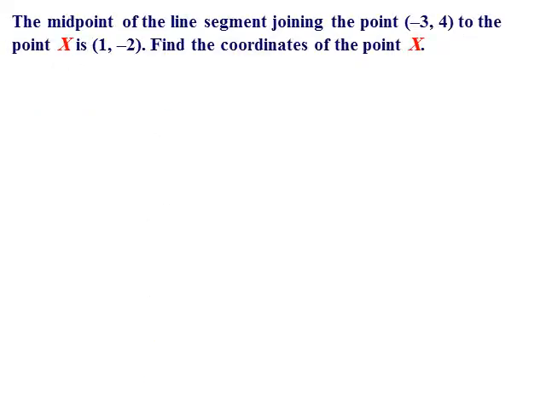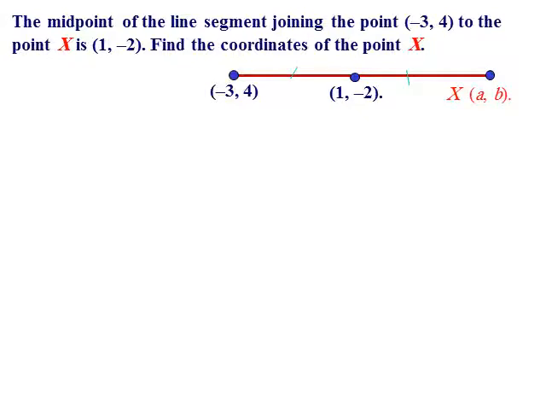The midpoint of the line segment joining the point (-3, 4) and the point X, which is unknown, is (1, -2). That means the midpoint equals (1, -2). Find the coordinates of the point X. Here the first point on the line is (-3, 4), and the midpoint of this line is (1, -2). The midpoint divides the line into two equal parts, and the other end point is X, which we don't know. We need to find the two coordinates of this point, and I'm going to let this point equal (a, b).